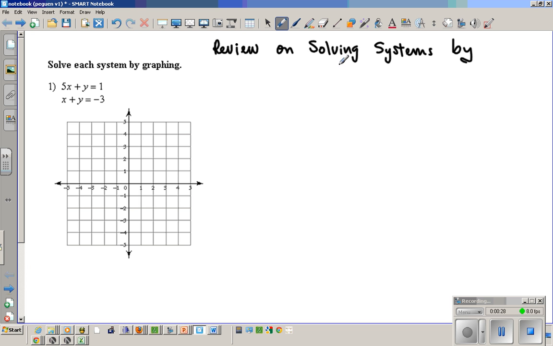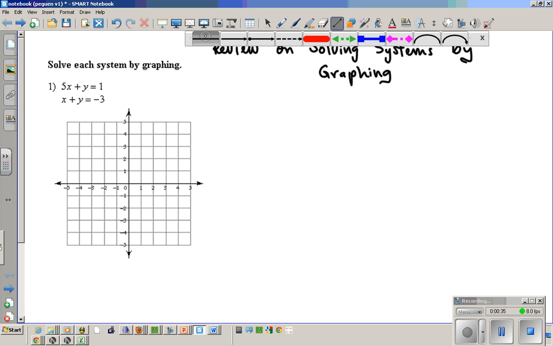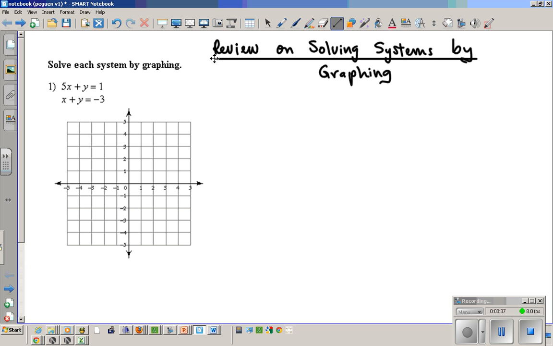Okay, so you're going to do this in your graph notebook. Although this is one of the questions on your packet, just do this in your graph notebook first, okay? All right, we're going to graph these two lines, and wherever they intersect, that will be our solution.